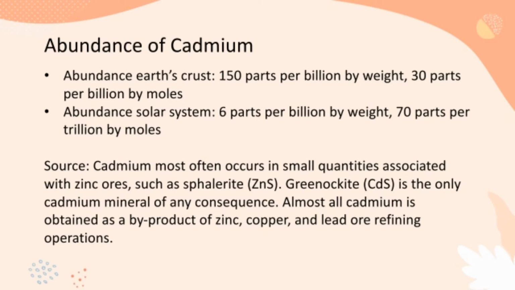Abundance of cadmium. Abundance in Earth's crust is 150 parts per billion by weight, 30 parts per billion by moles. Abundance in the solar system is 6 parts per billion by weight, 70 parts per trillion by moles.